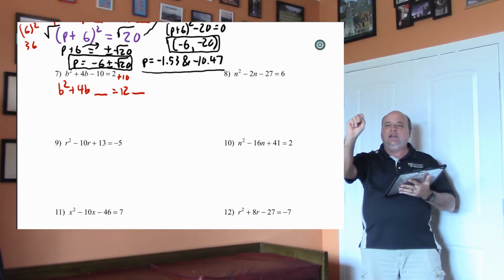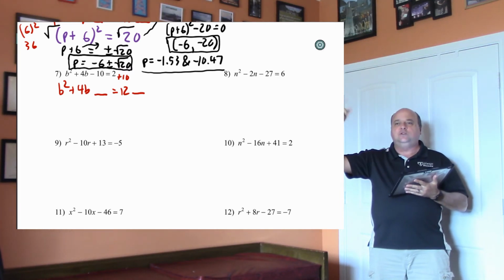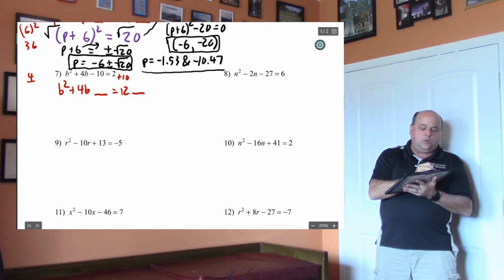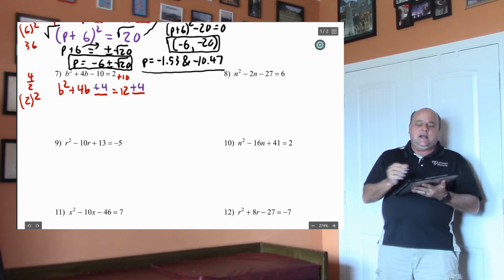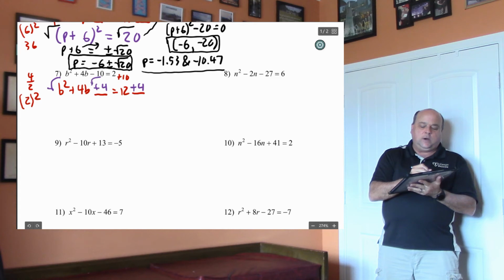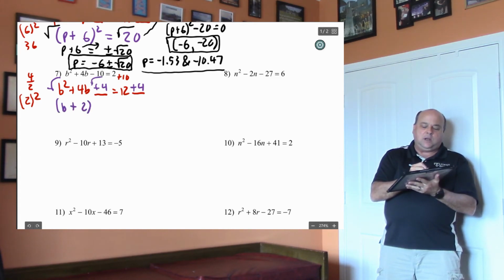I'm going to take the b term, which is 4, divide by 2 and square it, right? So put 4 divided by 2 over here, you get 2. Square that, and you're going to get a plus 4, aren't you? So plus 4 plus 4. Now then, these are both perfect squares, aren't they? So I'm going to get b and 2, and put the plus in the middle, equals 16.